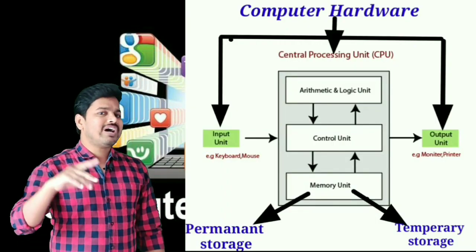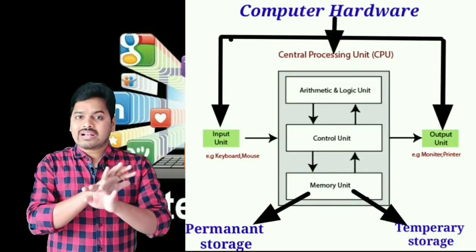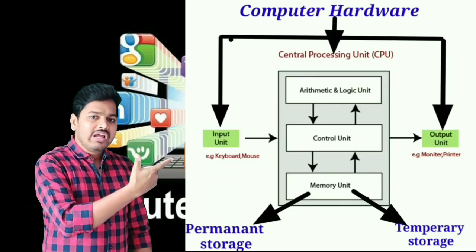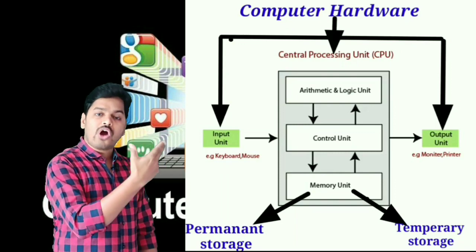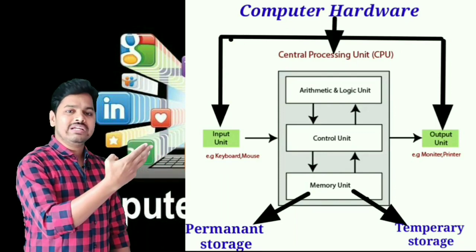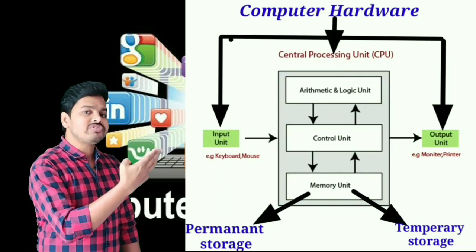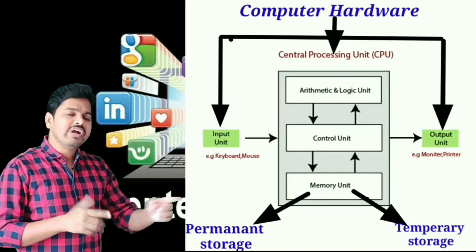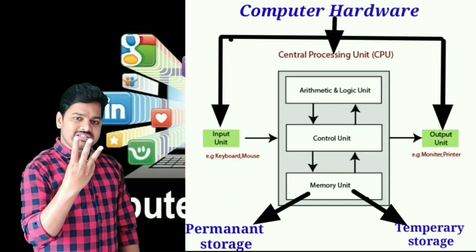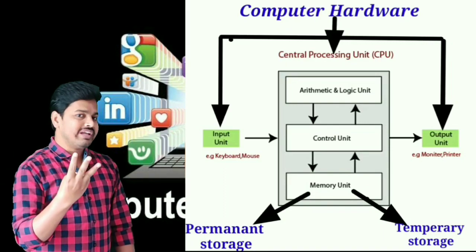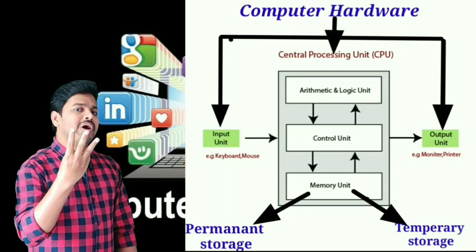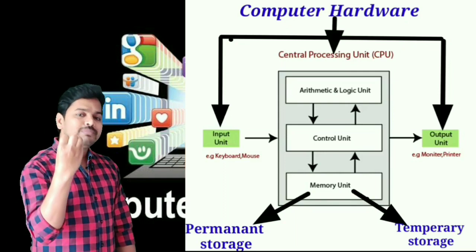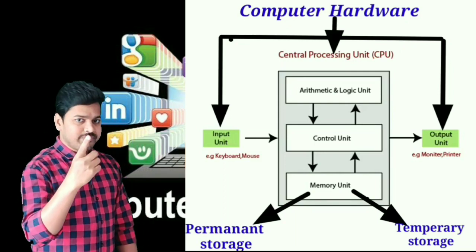We know the computer hardware is classified into three parts. Number 1, input devices. Number 2, output devices. Number 3, central processing unit, CPU. Again, this CPU is classified into three parts. What are they? Memory unit, control unit and arithmetic and logical unit.